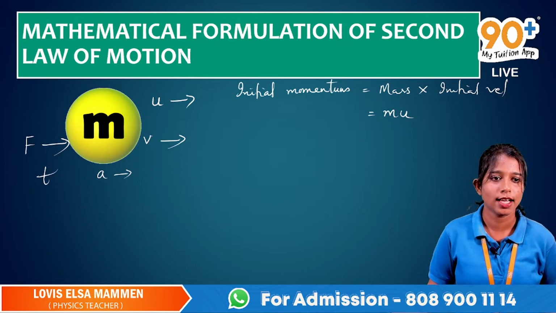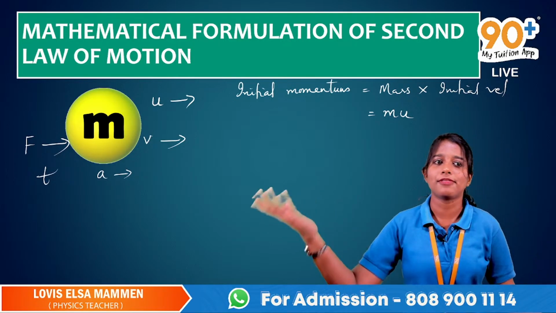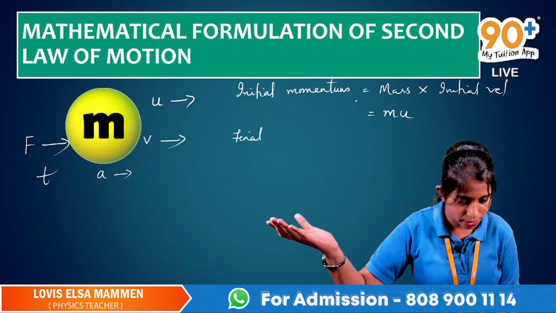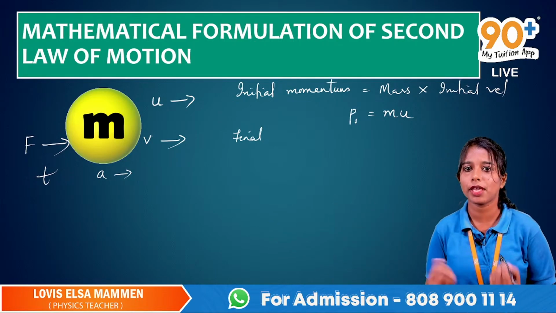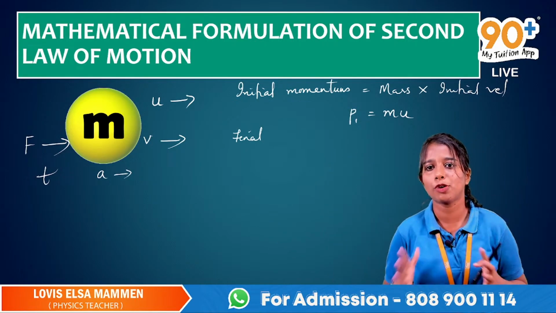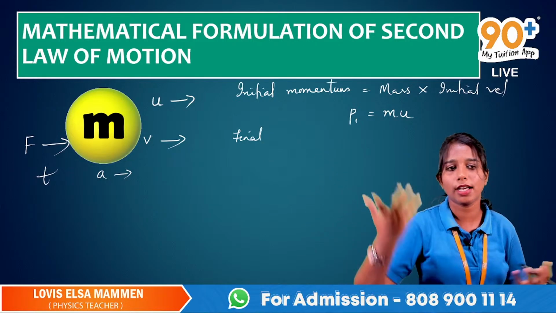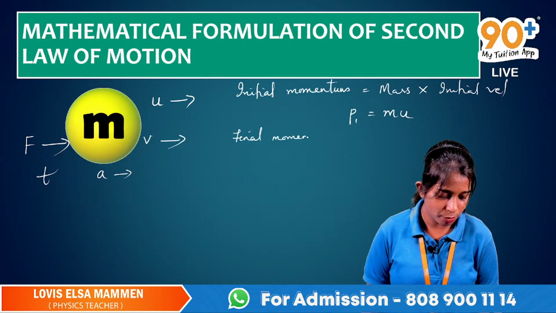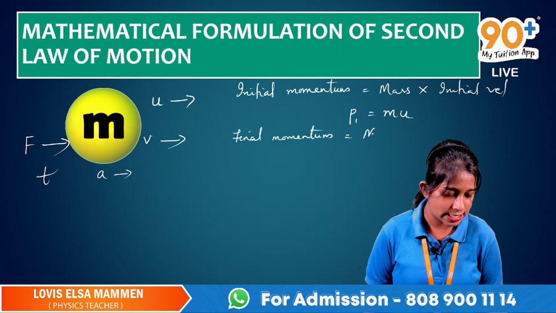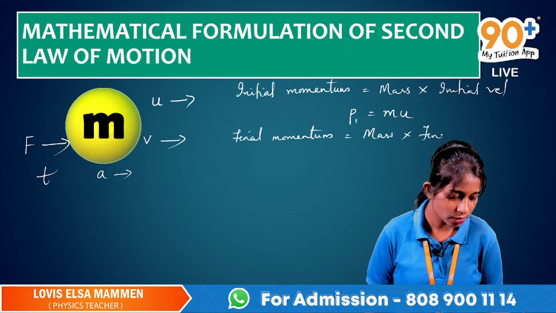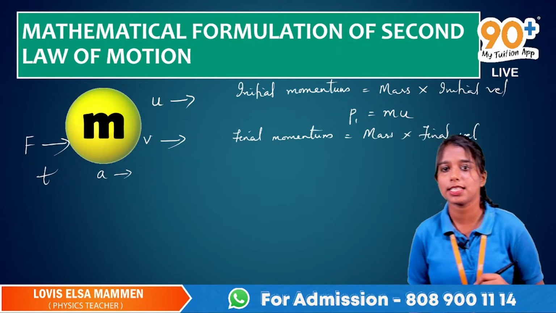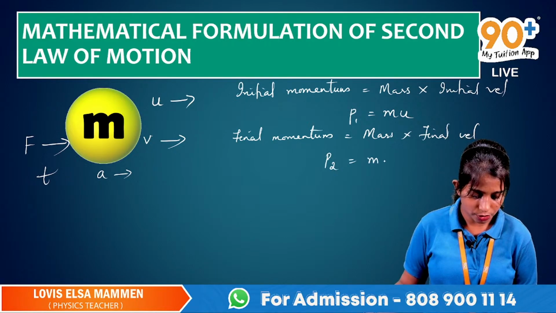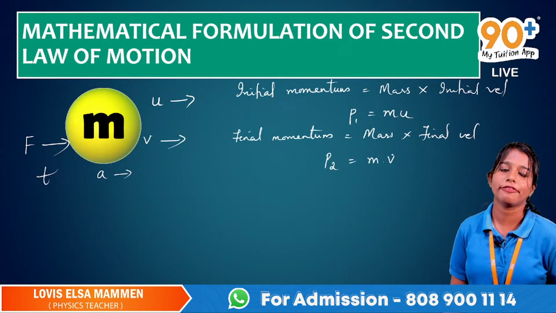Okay, so now tell me the final momentum. Initial momentum we can represent as P1, because momentum is denoted by P. Since it is the initial momentum, we represent it as P1. Now the final momentum is mass into final velocity. So P2 is equal to mass into final velocity, mv.